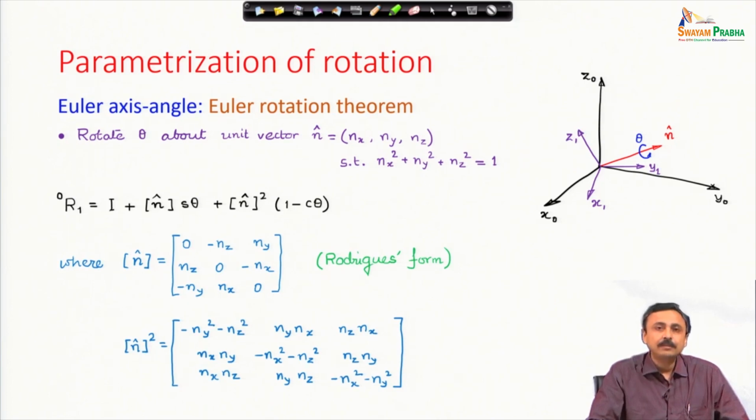We can calculate n cap Rodrigues form and its square. N cap Rodrigues form is there, and now I have also calculated the square of it.